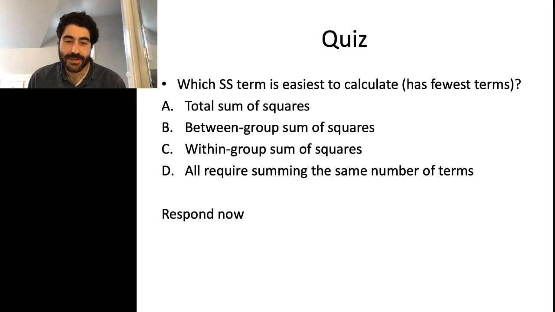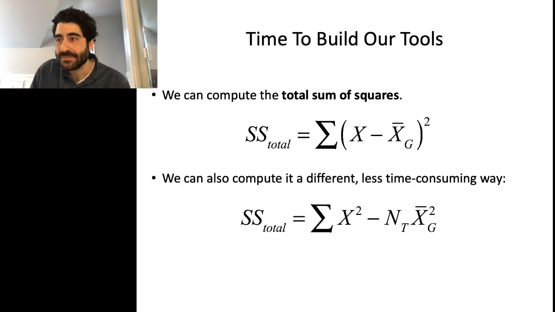Okay, I'm seeing a lot of A's, and A is maybe the second closest answer here. So the total sum of squares is this. This is relatively easy to calculate in the sense that we just need a grand mean. We're computing the deviations from that mean, but this summation here is over every single data point. For every single data point, we need to compute how far away it is from the grand mean.